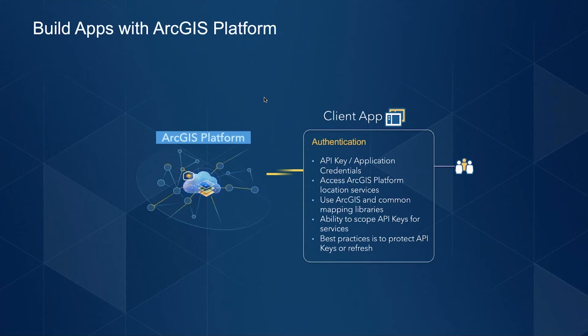A common question as well is, if I have hundreds or sometimes thousands of customers for my solution, how can that work? And the great thing here is ArcGIS Platform is very flexible. So you have the ability, if you want, to set up one API key for all of your customers, or you can create multiple API keys to control and be able to report on who's using what within your solution. Of course, there are best practices to protect your API keys and refresh those as you need.